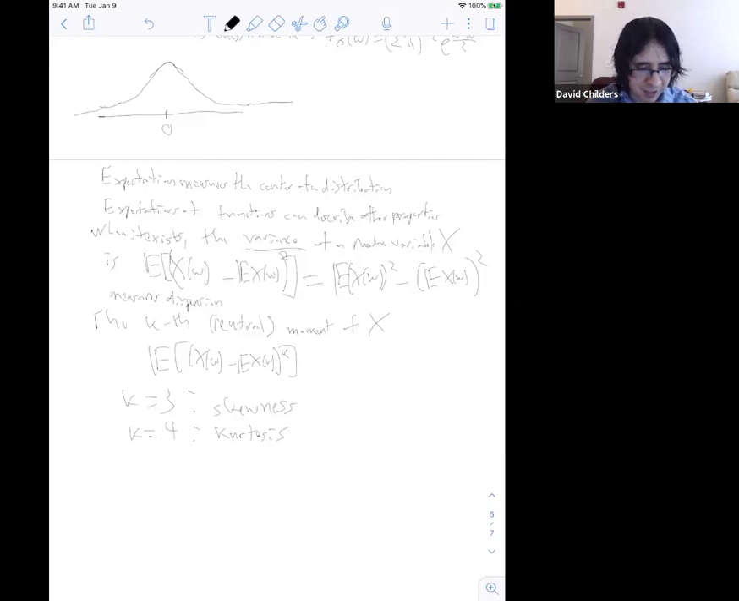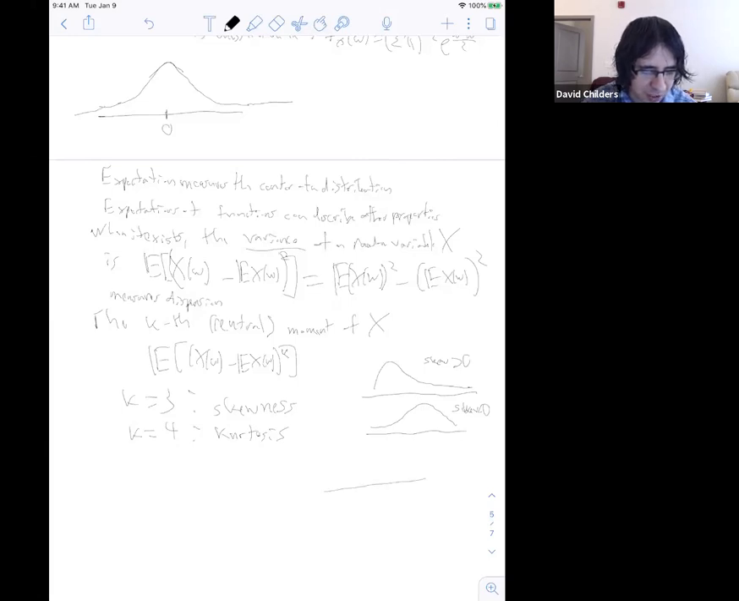You'll learn to recognize distributions with positive skew. They might have a density like this. And distributions with negative skew, they may have a density like this. And then symmetric distributions have zero skew, because the positive and negative parts cancel out.